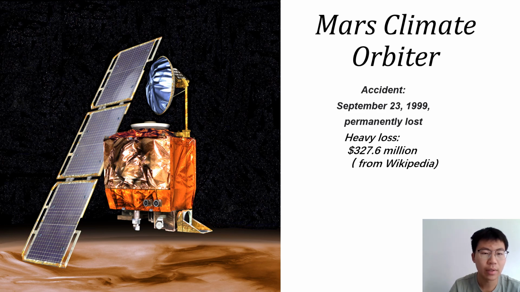On September 23, 1999, communication with the spacecraft was permanently lost as it went into orbital insertion. The spacecraft encountered Mars on a trajectory that brought it too close to the planet, and it was either destroyed in the atmosphere or escaped to the planet's vicinity and entered orbit around the Sun.